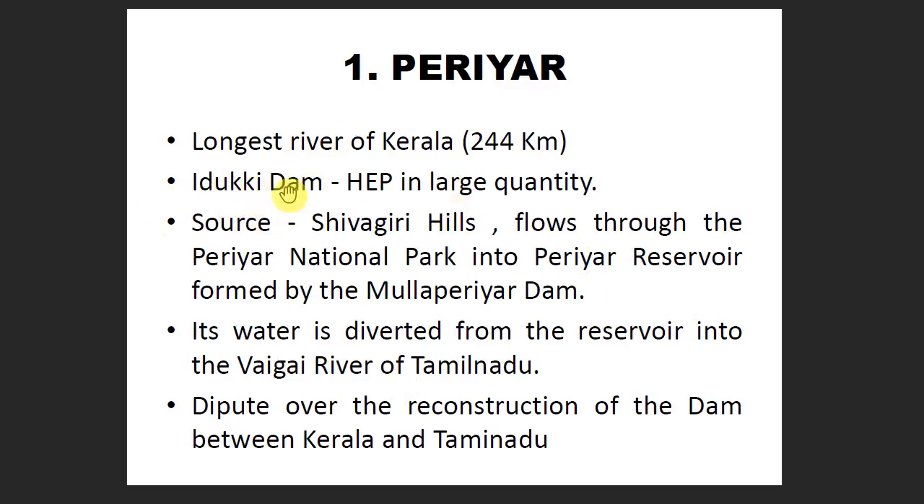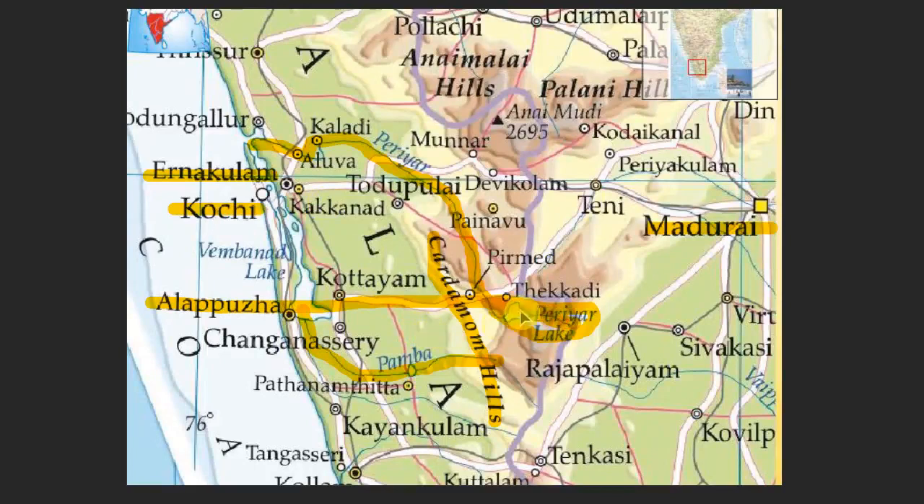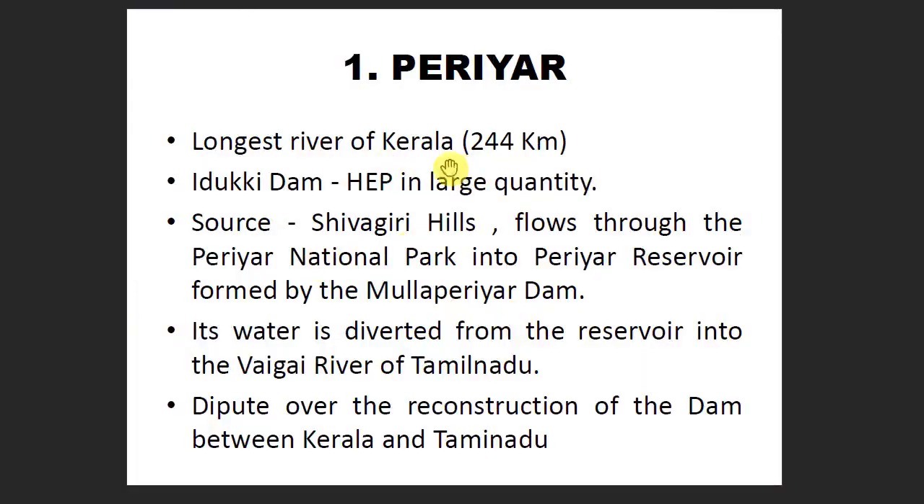So Idukki Dam is constructed over this. There have been some issues regarding the safety and longevity of the dam that is located over here, and since it is mainly Tamil Nadu that benefits from this dam, Kerala has often opposed it, although a central team was sent very recently and it said that the height of water should be reduced, although the dam appears to be structurally safe.